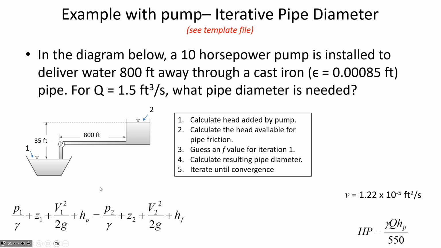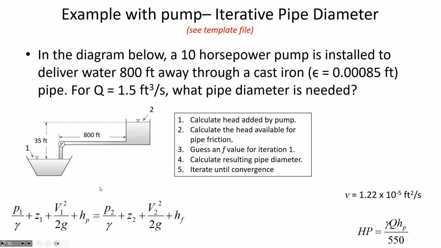550 foot-pounds per second per horsepower, multiplied by 10 horsepower, divided by the unit weight of water in traditional units, which is 62.4 pounds of force per cubic foot, and the flow rate here is 1.5 cubic feet per second. So the amount of pump head that's being added depends on the flow rate, the unit weight of the liquid in question, and the horsepower of the pump. If we put all those calculations in, we'll find that that is 58.76 feet. That's the head added by the pump.